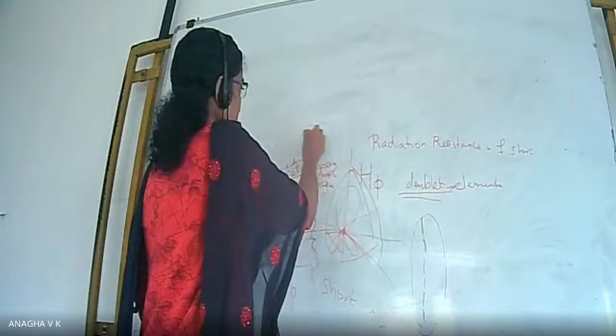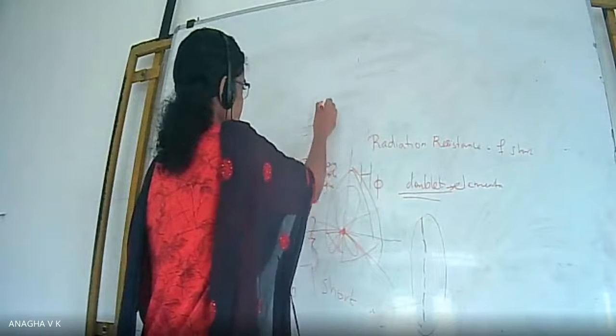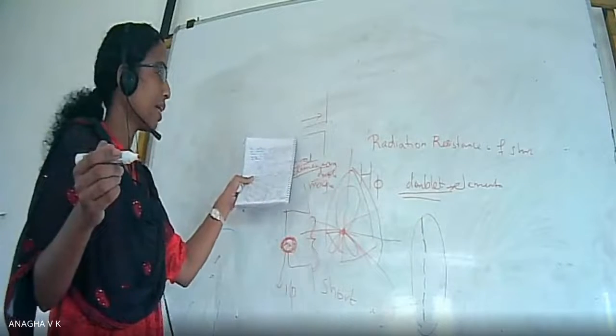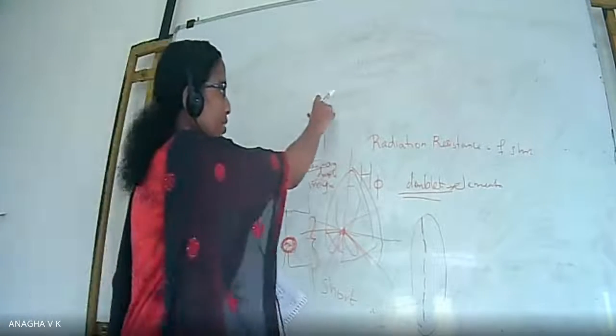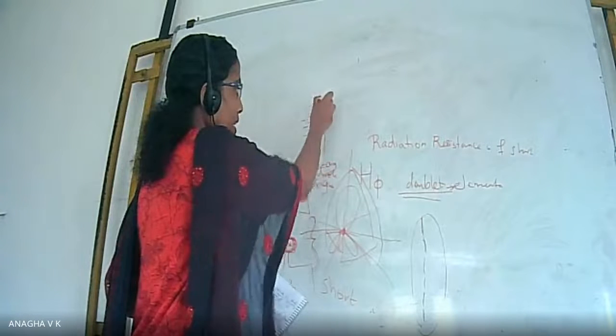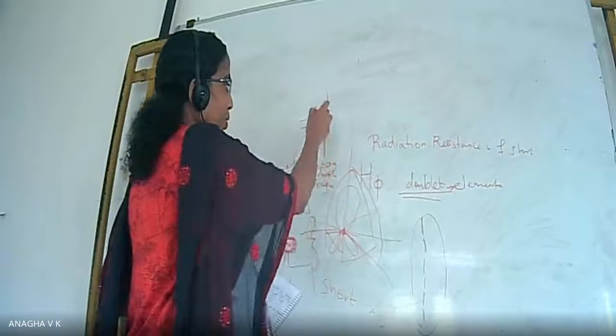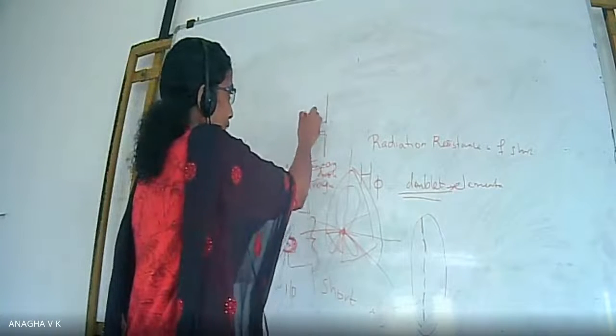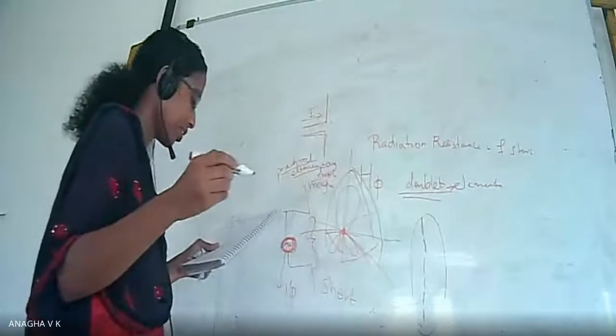So how is the figure? This is the dipole. As I already told you, this is the elementary dipole. Dipole means two parts, two poles. So this is one pole, this is another pole. So two poles, dipole. So this is current. Current is flowing in this direction.